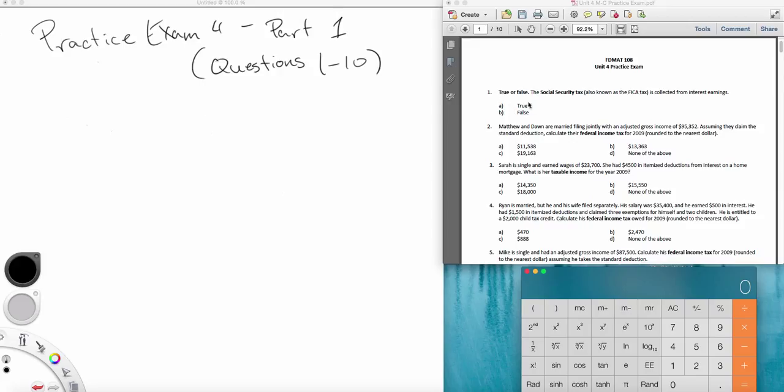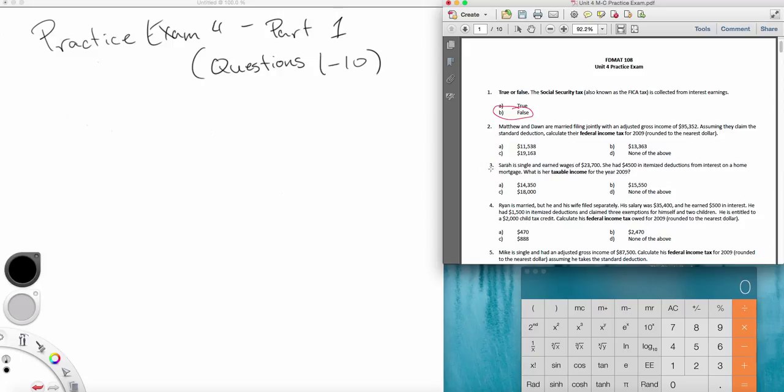Question 1 says, true or false, the Social Security tax, also known as the FICA tax, is collected from interest earnings. That happens to be false. Social Security tax is actually collected from not just the interest earnings, but all types of earnings.